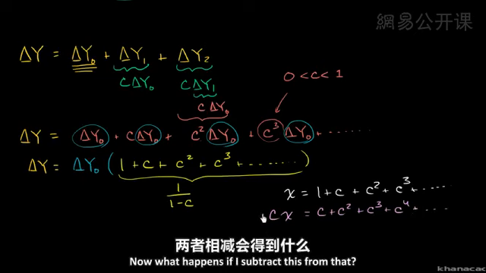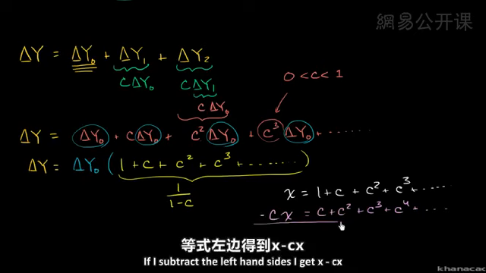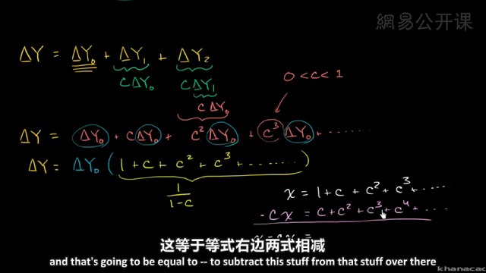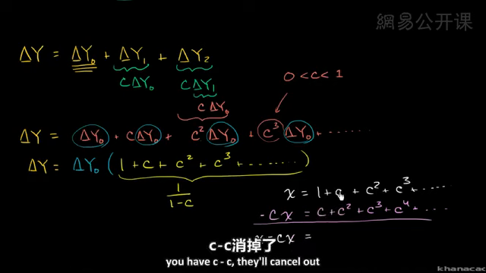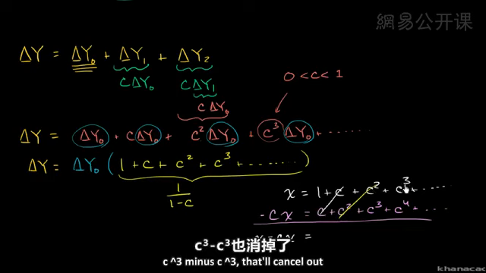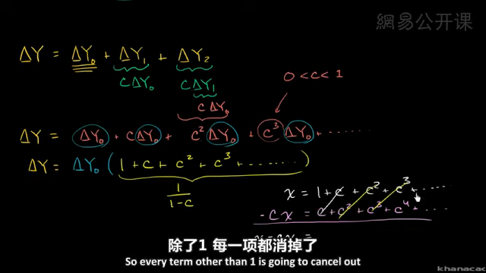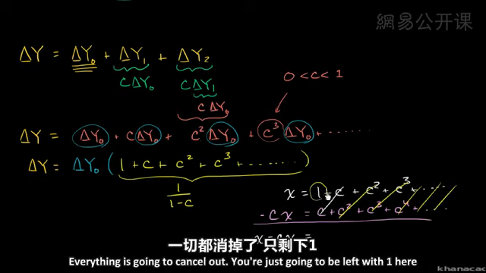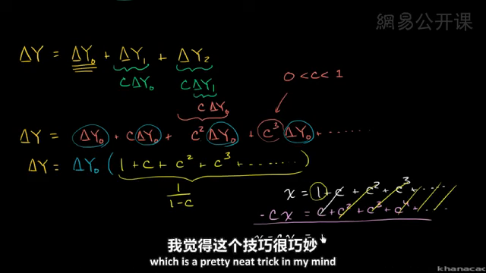Now, what happens if I subtract this from that? If I subtract the left-hand sides, I get x minus cx on the left-hand side. And that's going to be equal to, if you subtract this stuff from that stuff over there, you'll have a c minus c, they'll cancel out. C squared minus c squared, that'll cancel out. C to the third minus c to the third, that'll cancel out. So every term other than 1 is going to cancel out. You're just going to be left with a 1 here, which is a pretty neat trick in my mind.